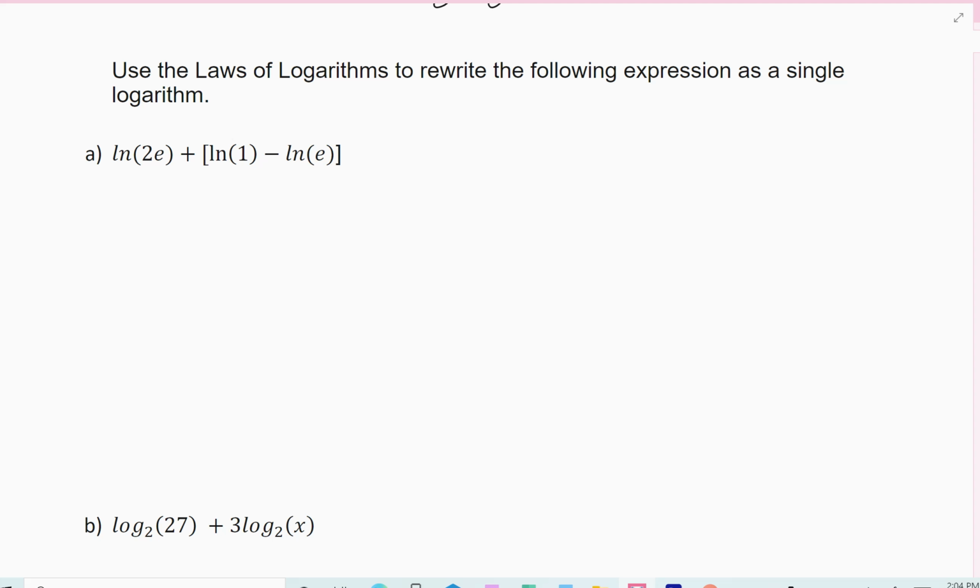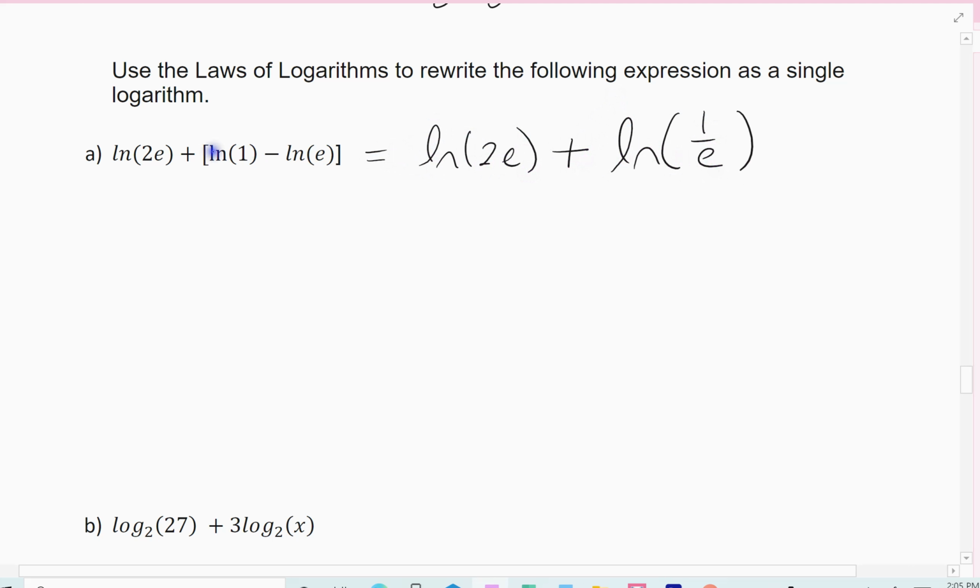This first one I have the natural log of 2e, plus, and see the brackets there, the natural log of 1 minus the natural log of e. I'm going to leave them even though the natural log of e technically would simplify, because I want to compress it into a single logarithm. First thing I'm going to do is take care of the subtraction. That's rewritten as the natural log of 2e plus the natural log of 1 divided by e. The natural log of 1 minus the natural log of e can be rewritten as a quotient, 1 divided by e.